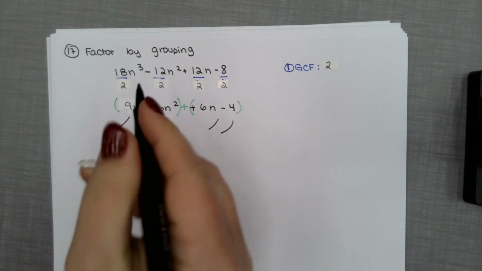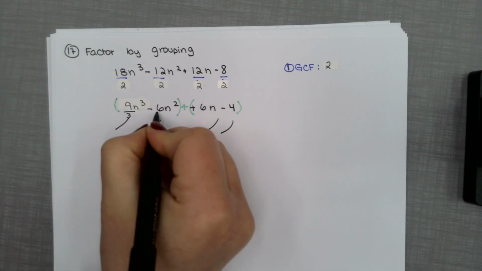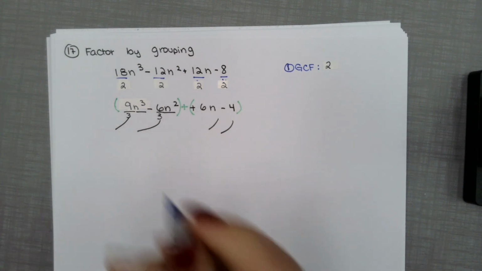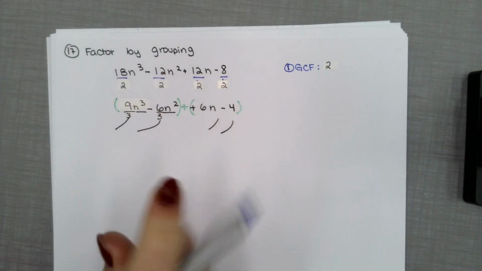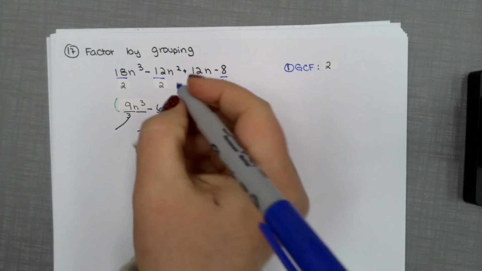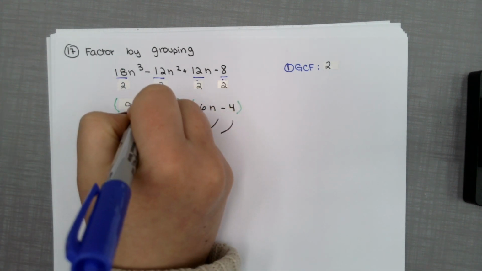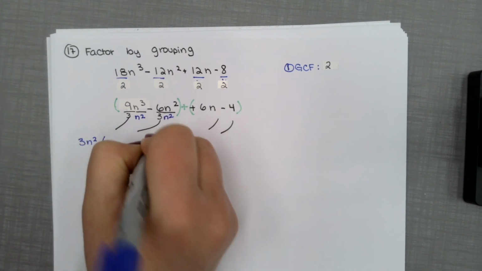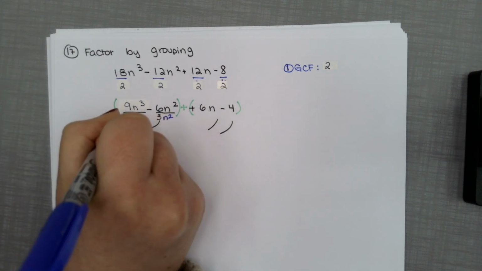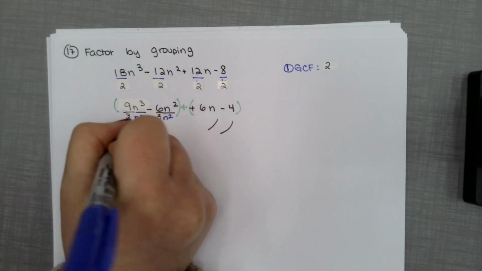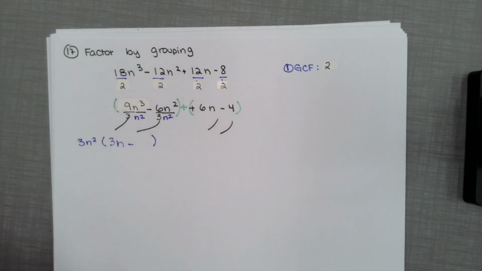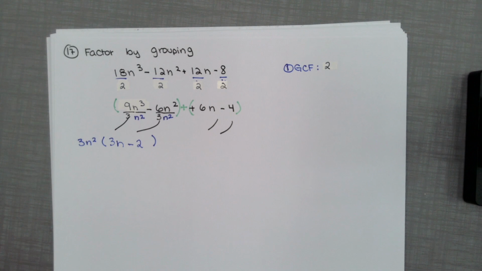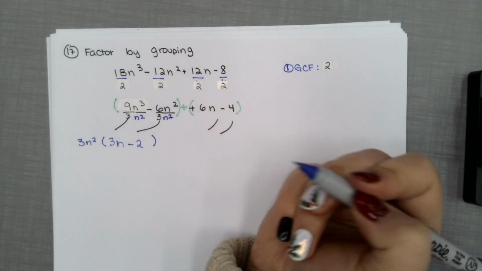9 and 6 have a 3 in common. Good. N cubed and n squared. Which one's smaller, n squared or n cubed? N squared. Yeah. So we have a GCF of 3n squared. Now we write out our leftovers. 9 divided by 3 is 3. 3 minus 2 is 1. 6 divided by 3 is 2. 2 minus 2 is 0.